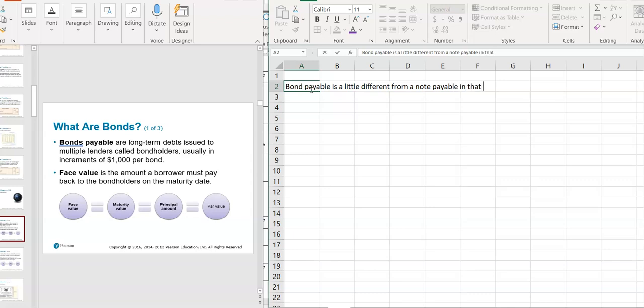Okay, a bond is a little bit different from a note payable. A bond payable is a little different from a note payable in that it allows people to borrow money from multiple sources.